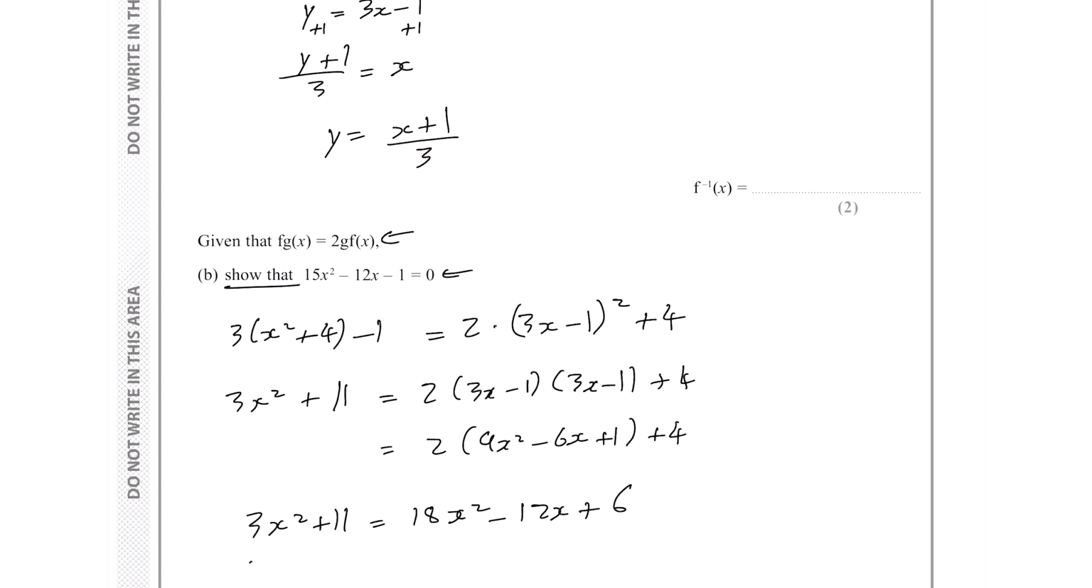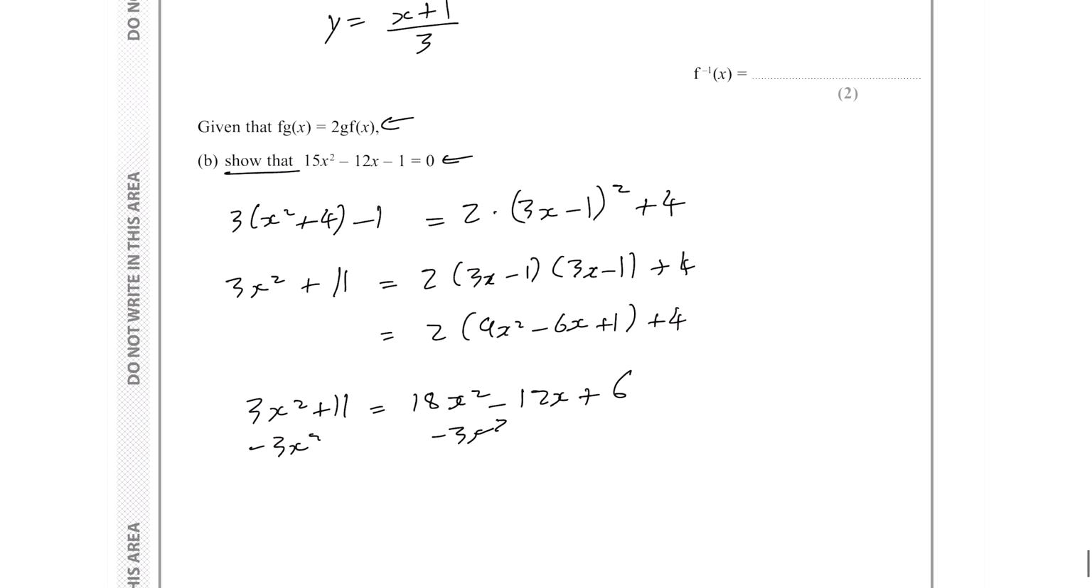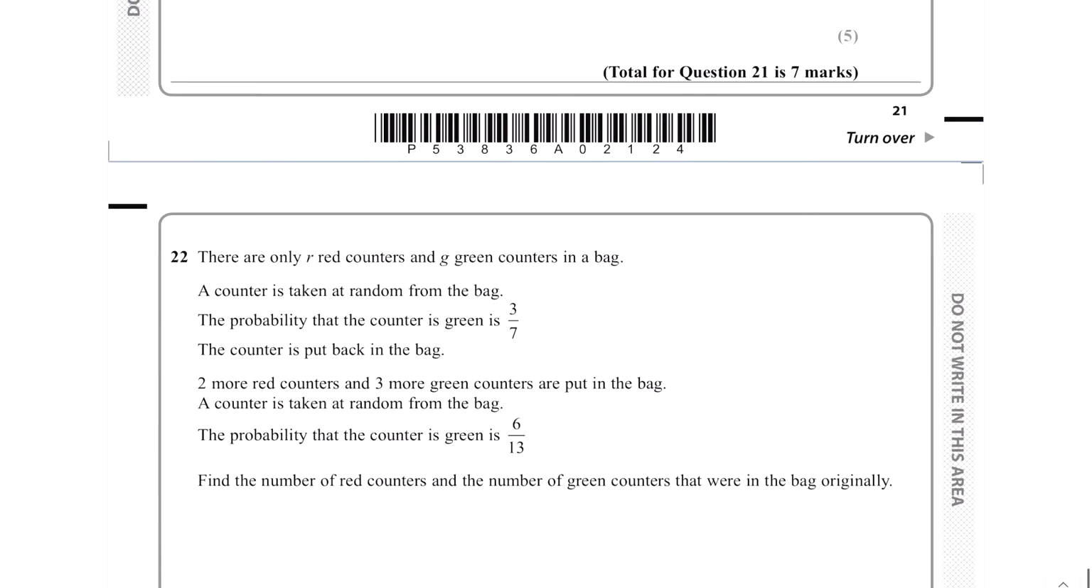And finally, you can do minus 3x squared here, minus 3x squared here. And you can see how that's looking closer to what we need. So that becomes 15x squared. Minus 11 on each side. So that would be minus 12x and minus 5. So that is matching what we've been asked for in the question.